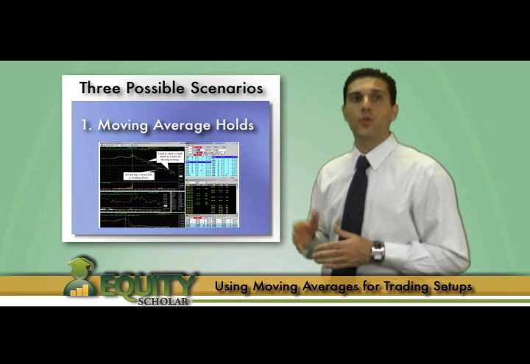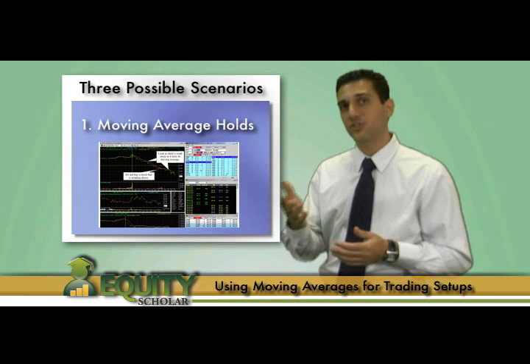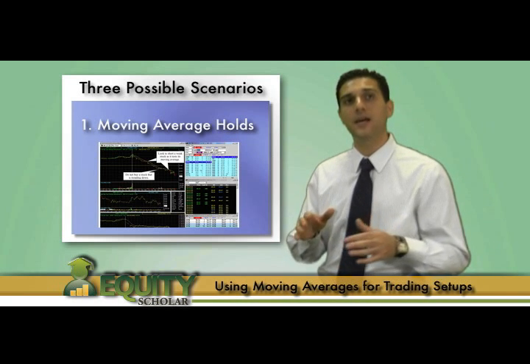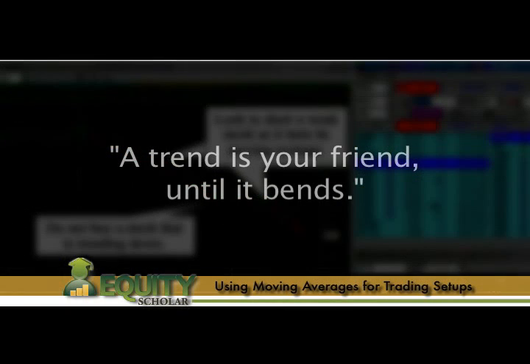In the next example, we see Wendy's International, ticker symbol WEN, down about 3.5 points as the stock price cannot break through the moving average, which is acting as a descending level of resistance. When a stock is moving in such a manner as this, avoid taking a position against the trend. Instead, look to short as the stock tests its moving average. Remember the famous saying, a trend is your friend until it bends.